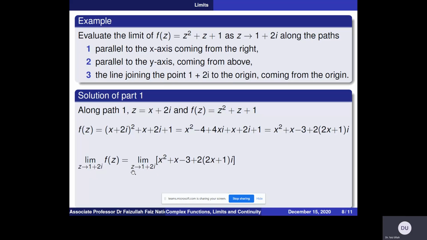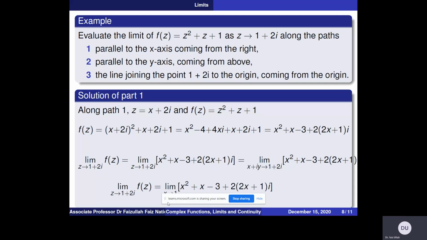Now what is z? z is x + iy. So let us replace z by x + iy, which means that x is approaching towards 1 and y towards 2. But there is no y in this equation. So we can only use the limit as x approaches 1. So if I put x = 1, we will get the solution, which is −1 + 6i.